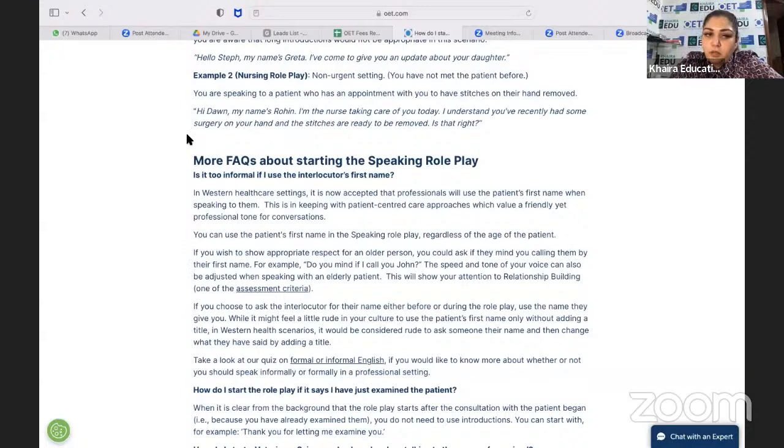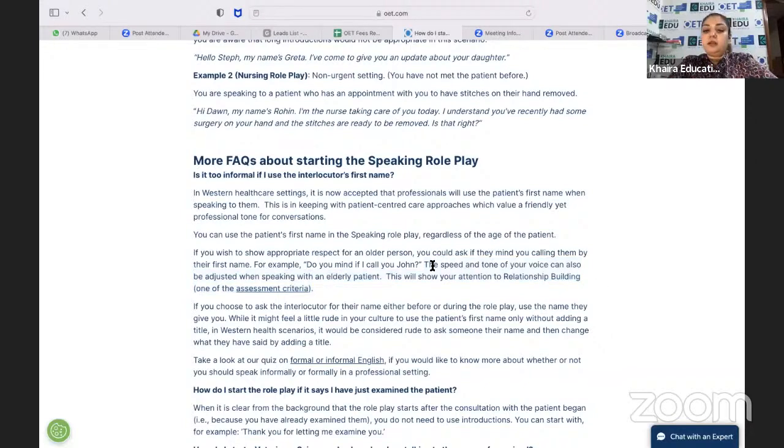Okay, so I think something that you should keep in mind is see the age of the patient when you get your role play card. If it's an elderly patient, then don't forget to check. Don't forget to take their consent before you address them by the first name. In other cases, it's all right if you can use the first name even without checking with them. The speed and the tone of your voice can also be adjusted when speaking with an elderly patient. This will show your attention to relationship building.